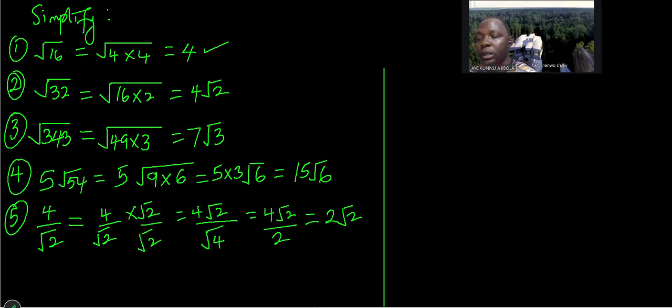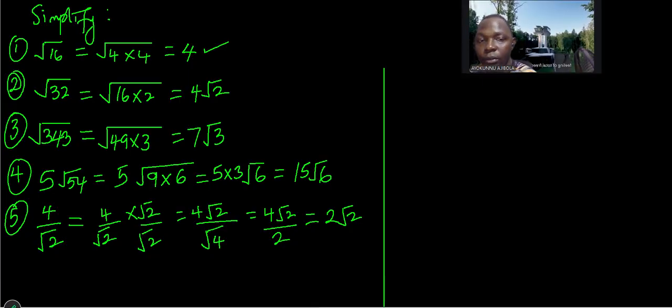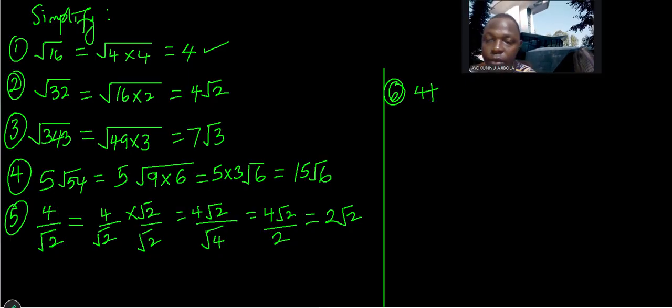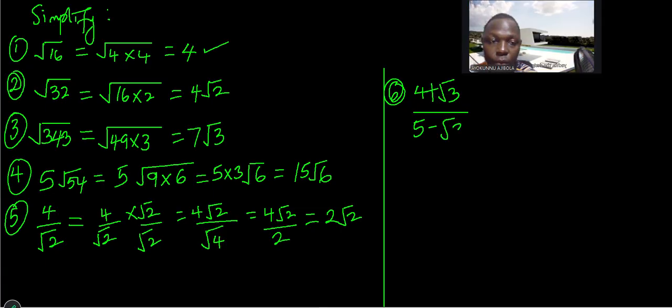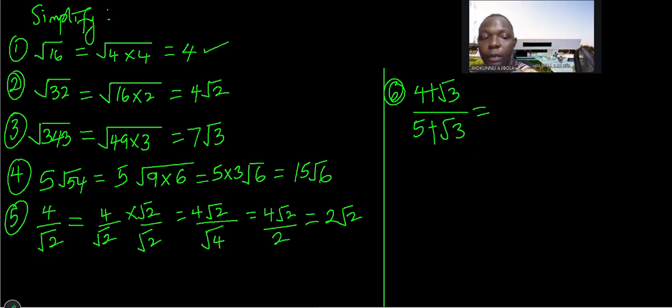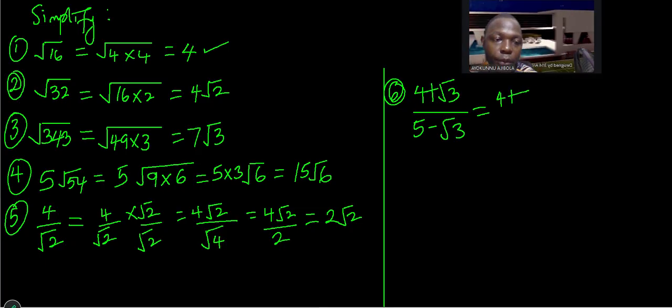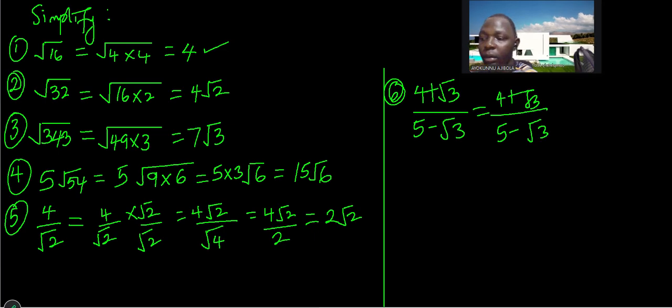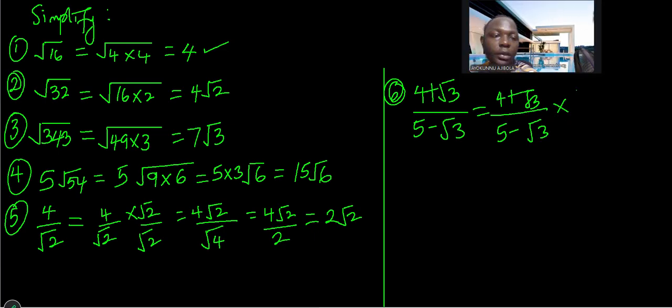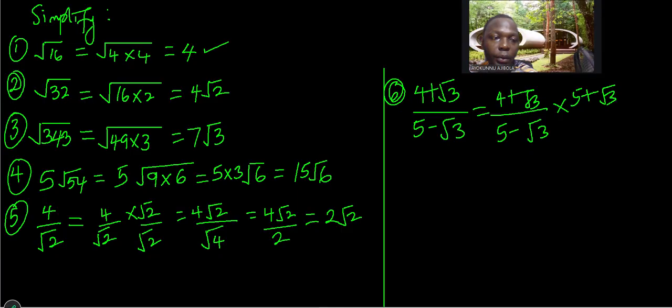And then there's another kind of radical that we have to simplify. Like you have 4 plus root 3 all over 5 minus root 3. So here we rationalize by using the conjugate of this, which is the opposite. Opposite is going to be plus. So that means 4 plus root 3 over 5 minus root 3 times the opposite of this, which is 5 plus root 3 over 5 plus root 3.